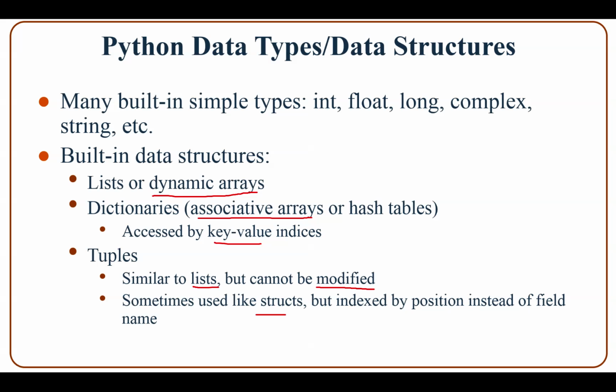Next, let's talk about operators, data types, and data structures. Python uses many built-in simple types such as int for integer, float for floating point numbers, long for long integers, complex for complex numbers, and strings, etc. It also uses built-in data structures such as lists, dictionaries, and tuples. Lists are actually dynamic arrays, and dictionaries are associative arrays using key-value indices. So you give a dictionary a key, then it gives you the value. And tuples are similar to lists but cannot be modified, and are sometimes used like structs but indexed by position instead of field name.